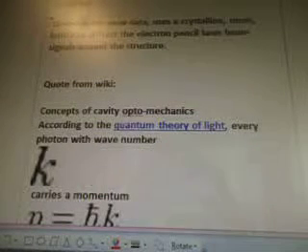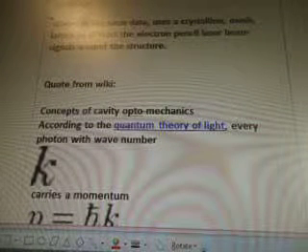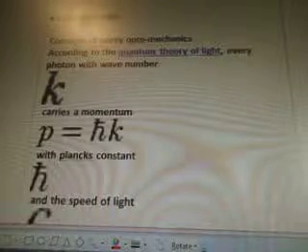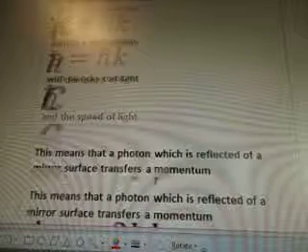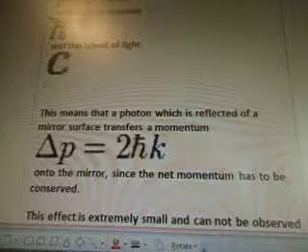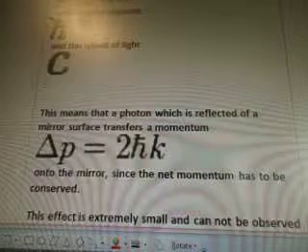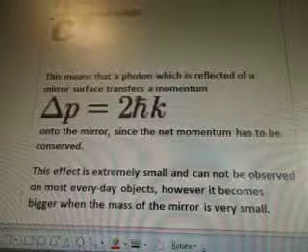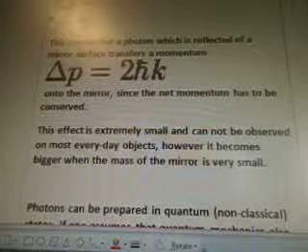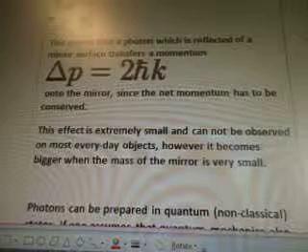Quote from Wiki, Concepts of Cavity Optomechanics. According to the quantum theory of light, every photon with wave number k carries a momentum p equals hk, with Planck's constant h and the speed of light c. This means that a photon which is reflected off a mirror surface transfers a momentum, and there's the formula, onto the mirror, since the net momentum has to be conserved. This effect is extremely small and cannot be observed on most everyday objects.